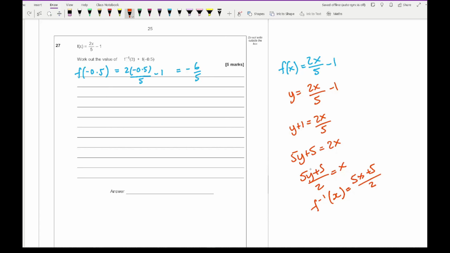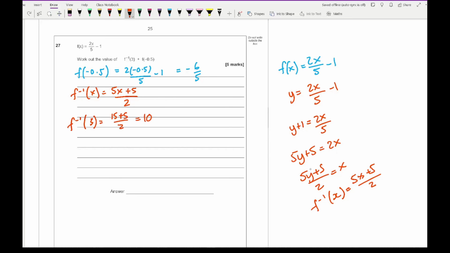So then what I want to do is substitute that in. So let me just write that a little bit neater. I've got 5x plus 5 over 2, and then the inverse function of 3, I just substitute 3 in, so I've got 15 plus 5 over 2, which equals 10.